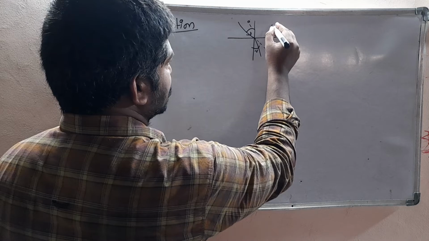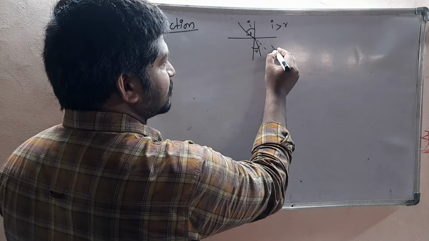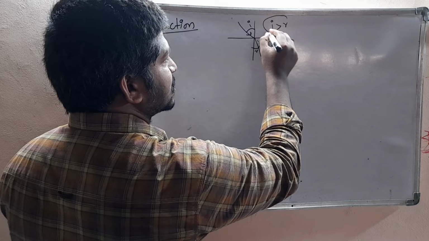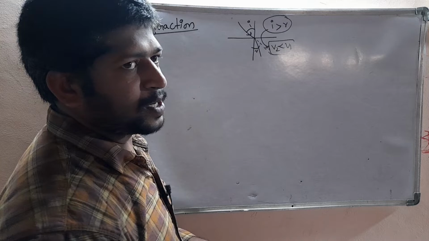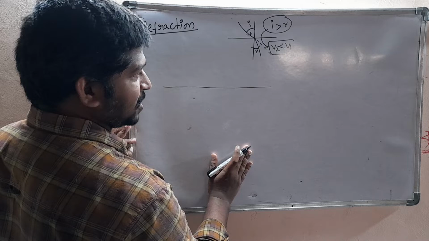Then I will prove that the speed of light in the medium V2 is less than V1. I will take some assumptions and prove it like this. So we have the refraction phenomenon with the help of the Huygens principle. For this I will take an interface surface. Here it is the denser medium, it is the rarer medium, friends.